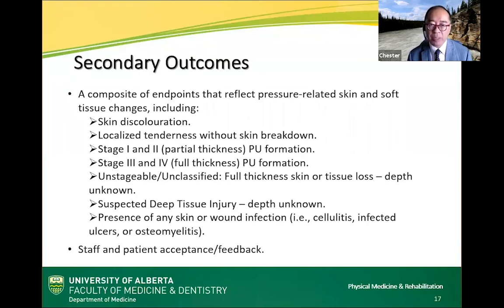As for the secondary outcomes, we'll be looking at, as I mentioned before, more clinical outcomes that reflect pressure-related skin and soft tissue changes, including skin discoloration, localized tenderness without skin breakdown, and also any development of pressure ulcers. And we'll be looking at the unstageable and unclassified pressure ulcer development, and also suspected deep tissue injury, and any presence of skin or a wound infection. And then we'll also be looking at staff and patient acceptance and feedback.